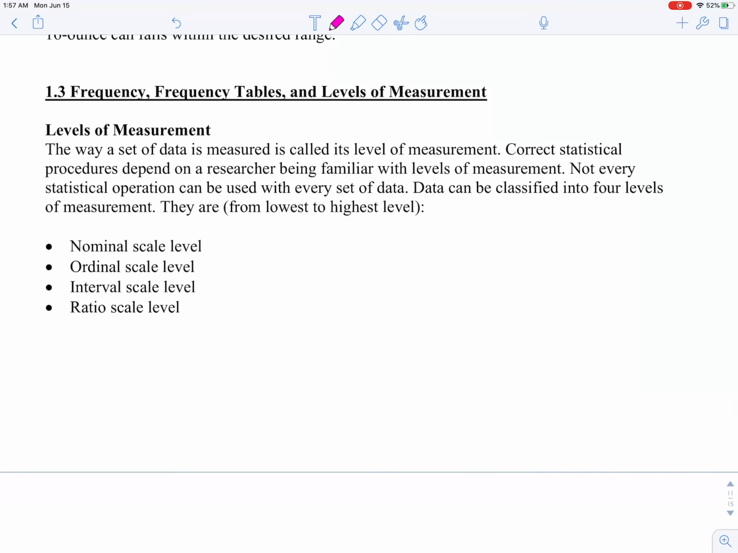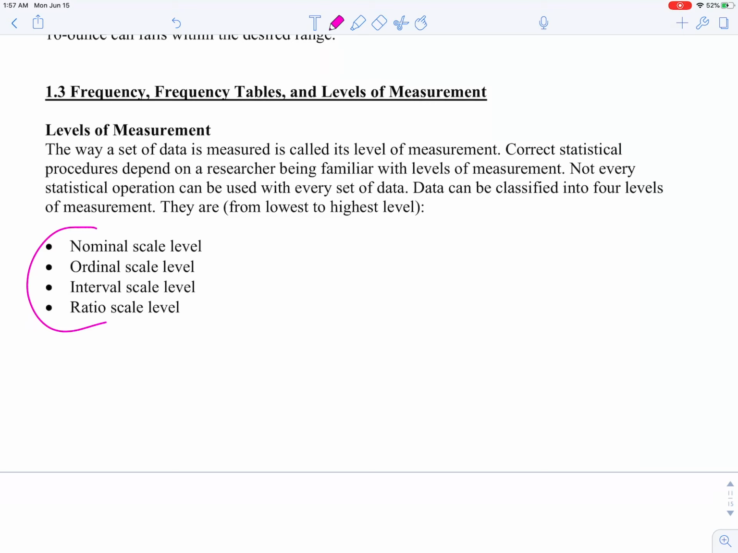All right, moving on here. Section 1.3, frequency tables and levels of measurement. So here are 4 levels of measurement, and we'll talk about these in just a second.